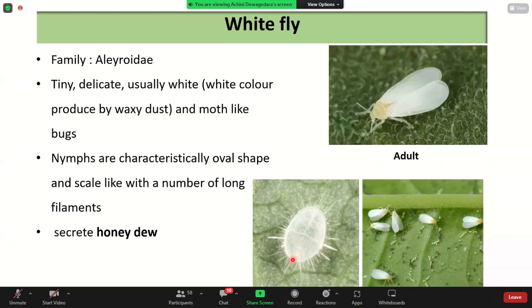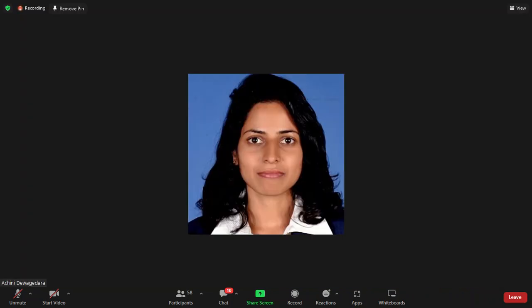a fungus like thing is growing on this honey, a black color mold. It is called sooty mold. Well, if you can remember a tree, a papaya tree affected by mealybugs, have you ever seen? I'll show you a picture later. So it will be clear for you.